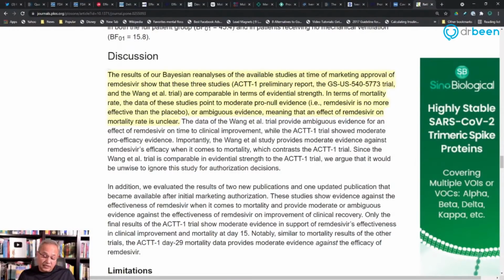Is it still for us an authorized EUA drug? Yes. If you go to FDA, you can see it there.